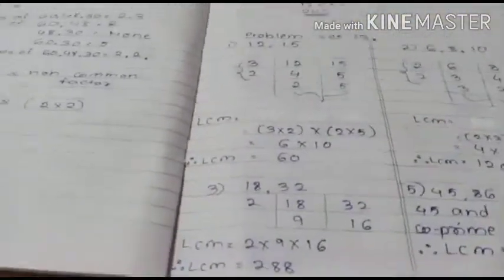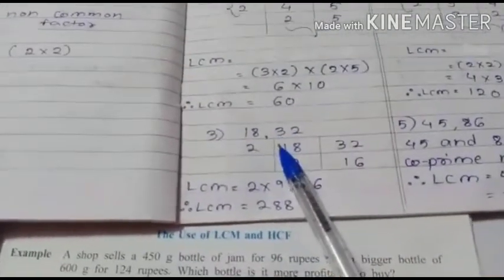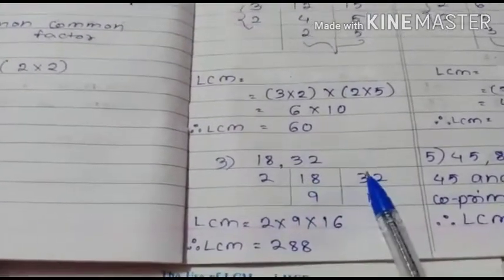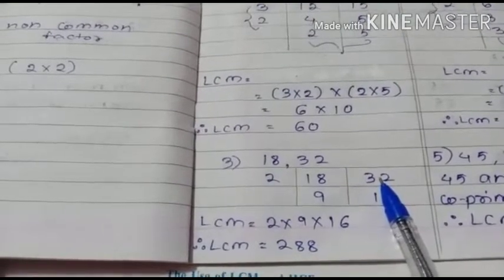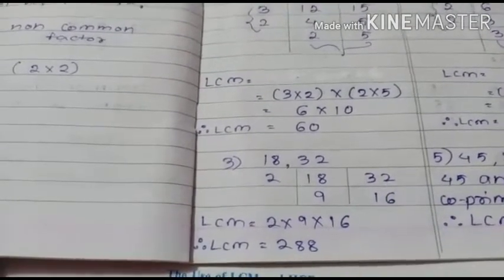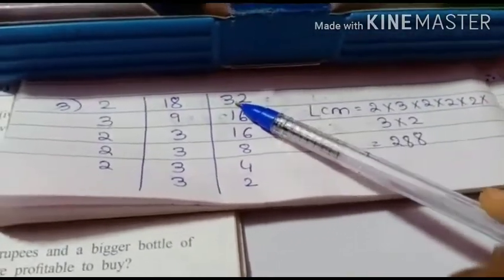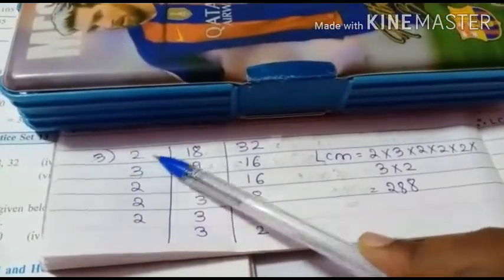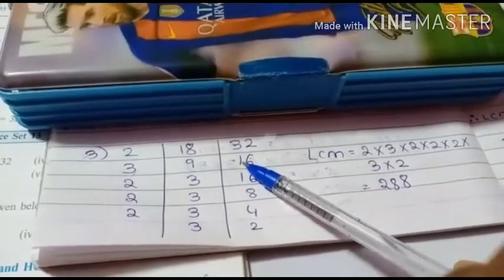Clear everyone? Now third one. Third is 18 and 32. Again, write it down in vertical form. Both are divisible by which number? Okay, see the next one. 18 and 32 are both divisible by 2. So divide by 2. So what will my answer be? 2 9s are 18, 2 16s are 32.